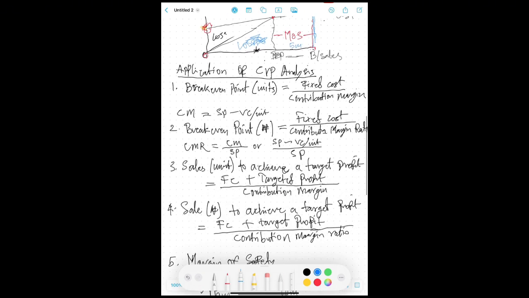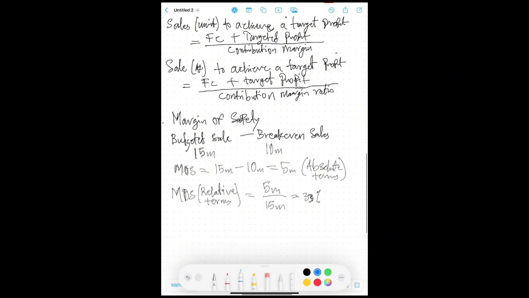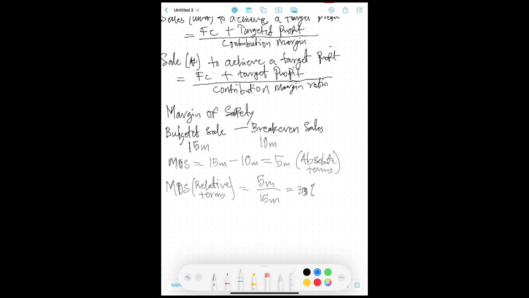Same thing applies to the 33%. You also say that if sales fall by more than 33% from the budgeted sales level, we'll start making a loss. So sales should not fall by 33%, if not a loss will result. That's what we mean by the margin of safety of 33%.